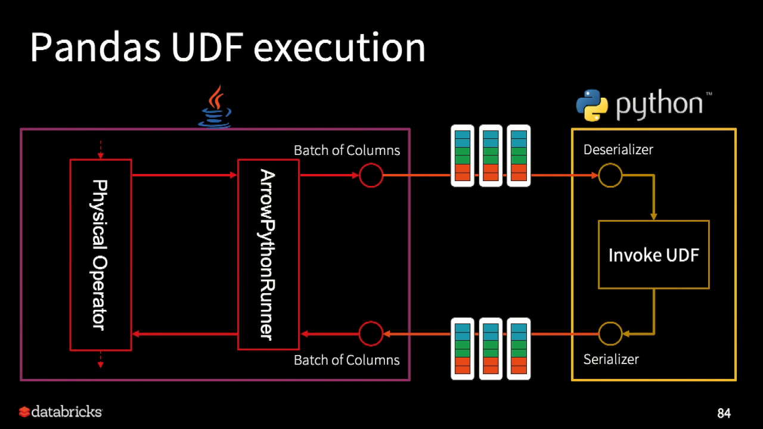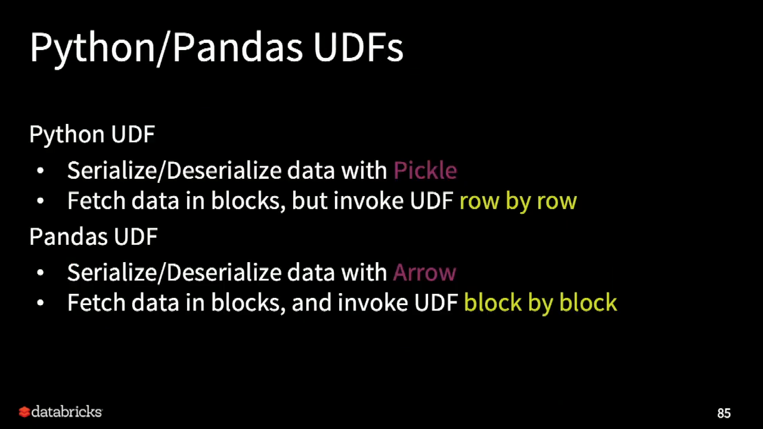In contrast, Pandas UDF runs a similar infrastructure, but instead of collecting the rows from a physical operator upstream into a batch of rows, you collect them into a batch of columns in the arrow format. You send it over the wire, and then you push that into the Pandas UDF, where the whole batch of data goes directly into the Pandas UDF for columnar execution, which is much faster. So here's a recap of the previous two slides.